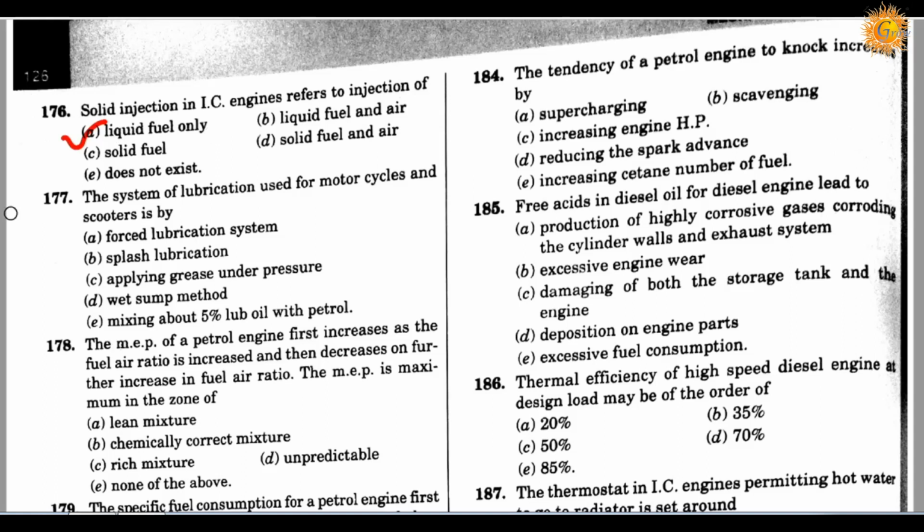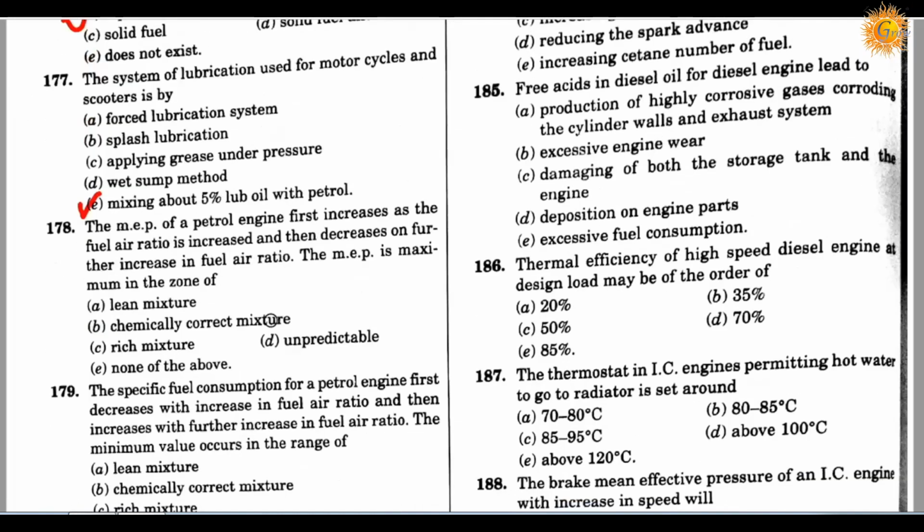Question number 177. The system of lubrication used for motorcycles and scooters is by: option A, forced lubrication system; option B, splash lubrication; option C, applying grease under pressure; option D, wet sump method; option E, mixing about 5% lubricant oil with petrol. Correct answer is E, mixing about 5% lubricant oil with petrol.